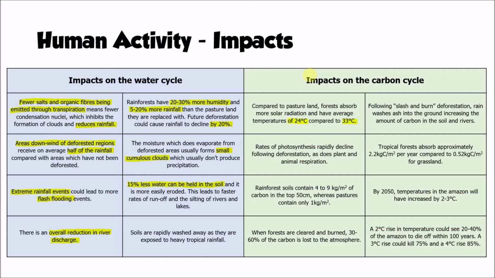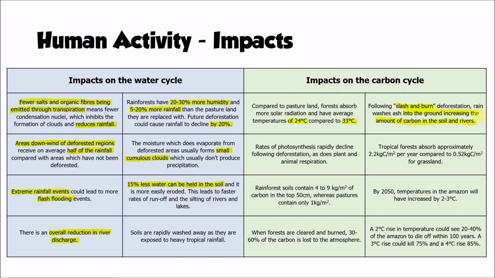A common technique to clear areas of rainforest is what we call slash and burn deforestation. This is where trees are felled and then the wood that's left over is burnt. That's a very efficient way of clearing large areas of rainforest. What that does is it leaves lots of carbon on the ground and in the soil, and the rain then washes the ash from those burnt trees into the ground, which actually increases the amount of carbon in the soil, but it also increases the amount of carbon being washed into rivers and then crucially being lost from that system.